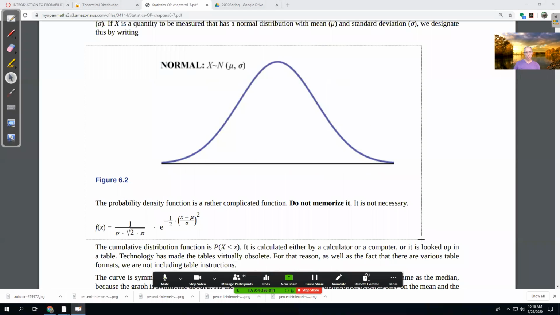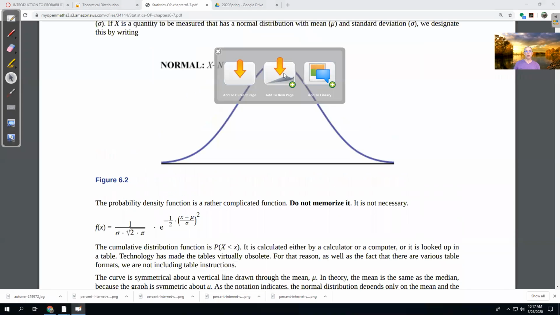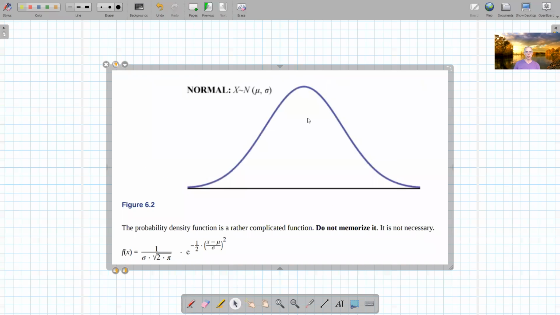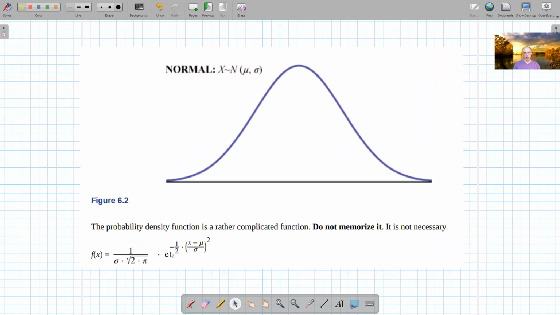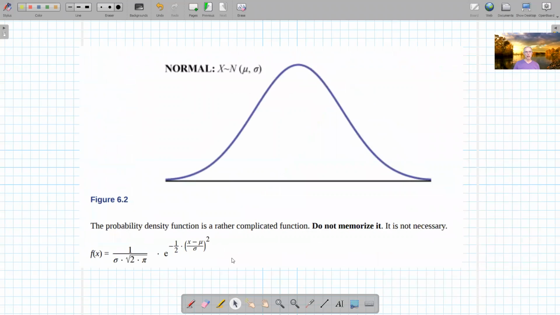Notice it says there, do not memorize that formula. It's not worth your time. We never need to use it directly. All right. So this is the formula for what we call a theoretical normal distribution, which is this smooth curve there. So if I typed something like this into a graphing calculator, it would graph that for me. And it's not that much fun doing that, so I'm not going to do that. So this is a theoretical normal distribution.